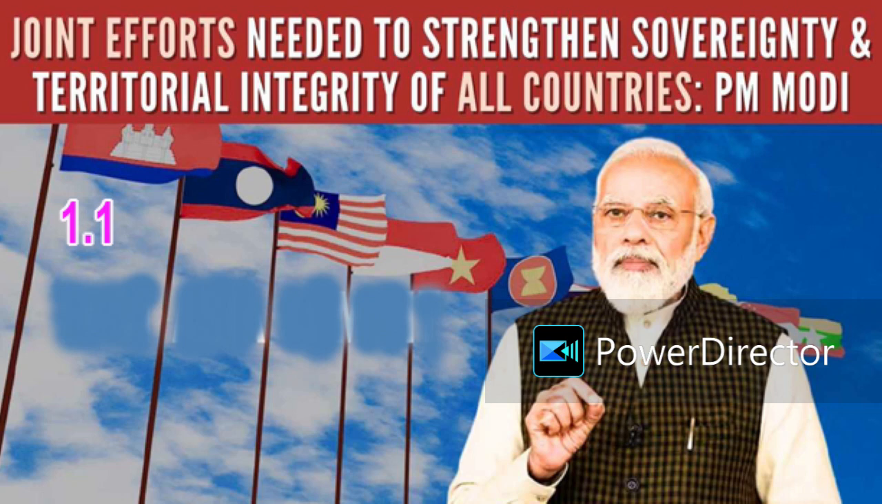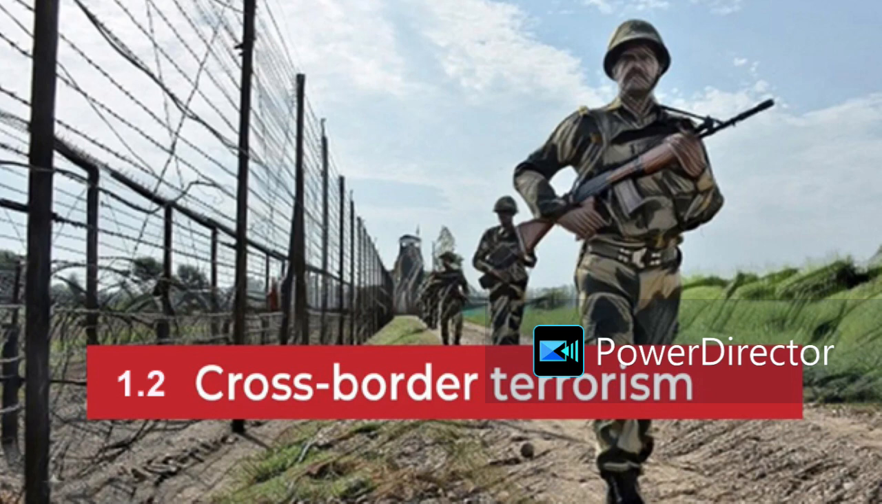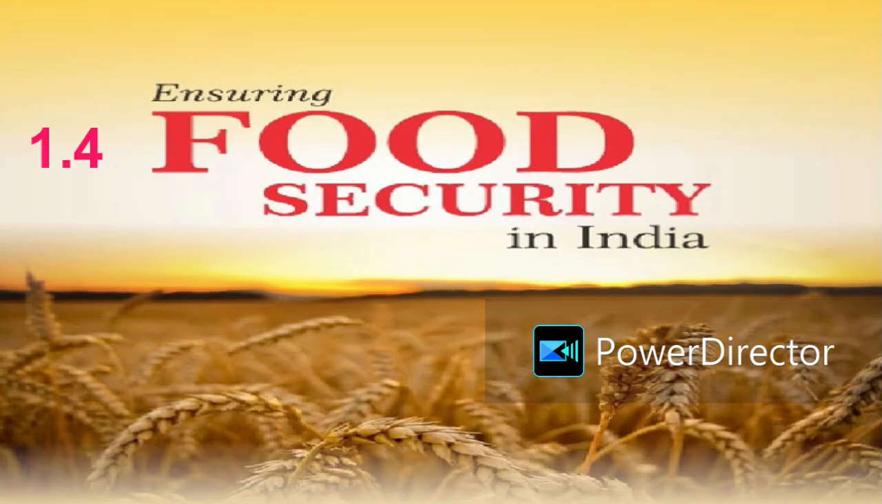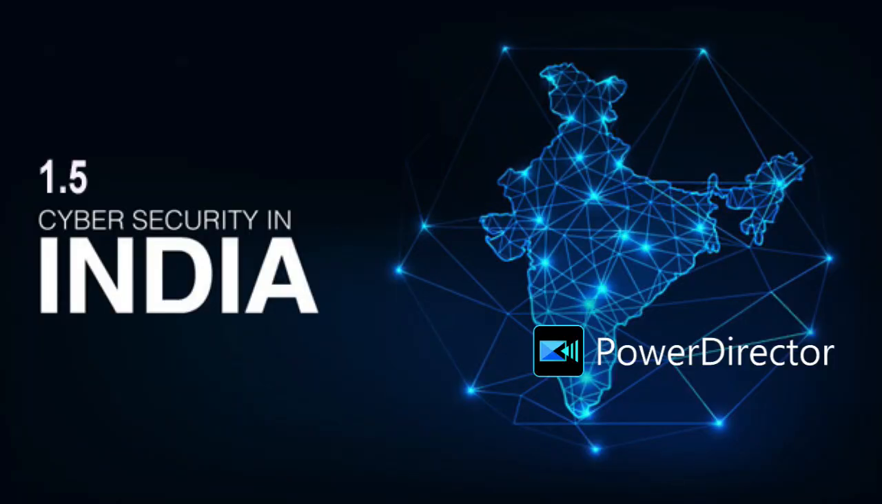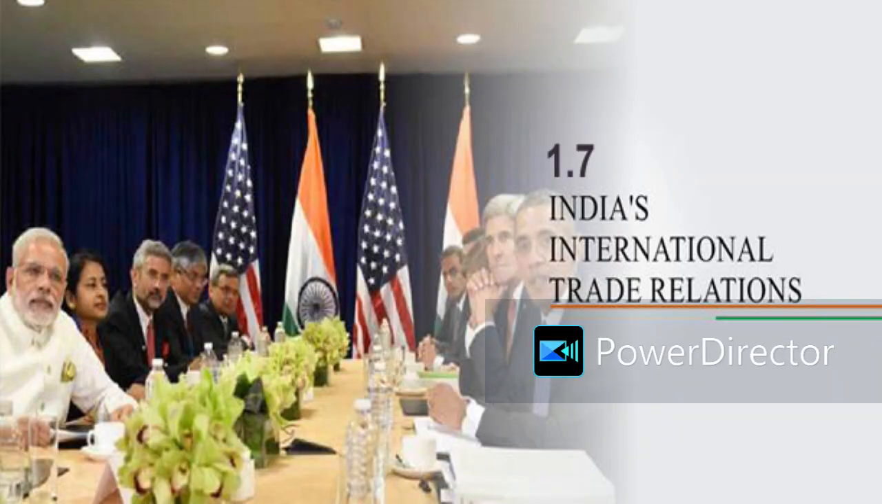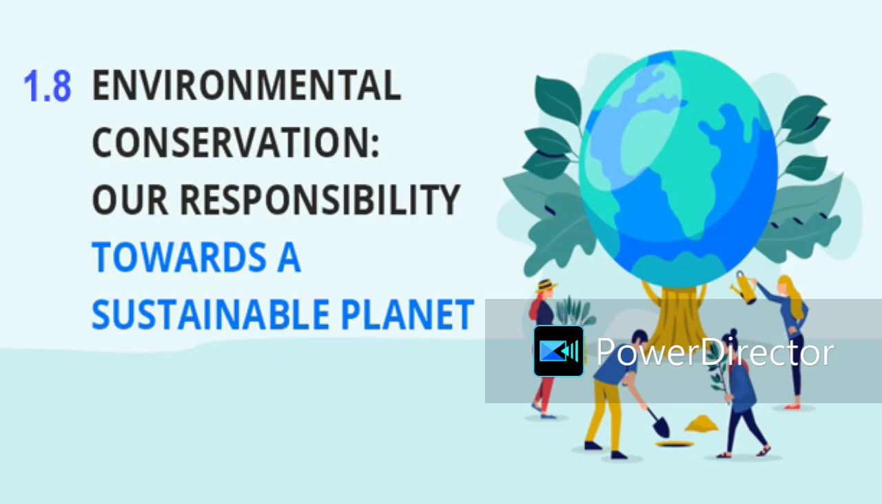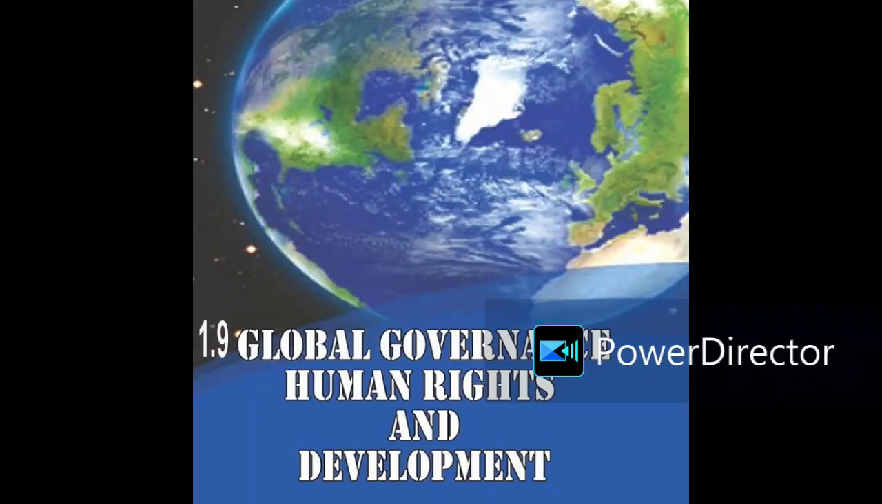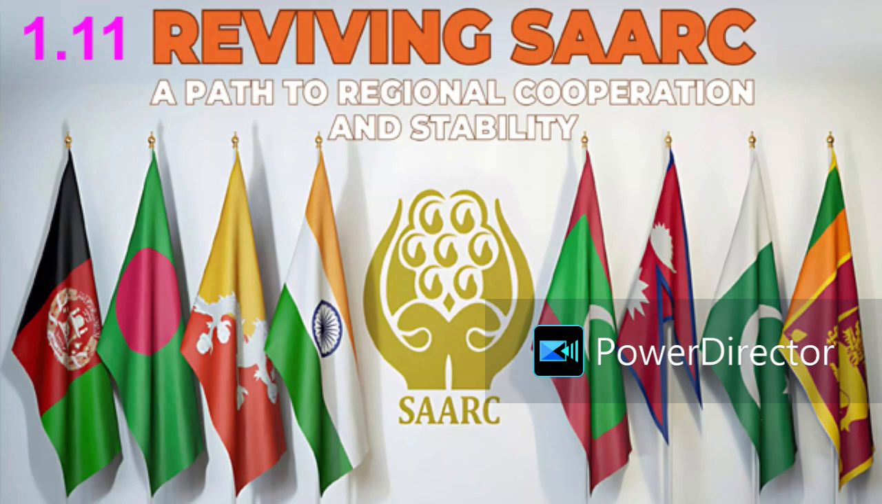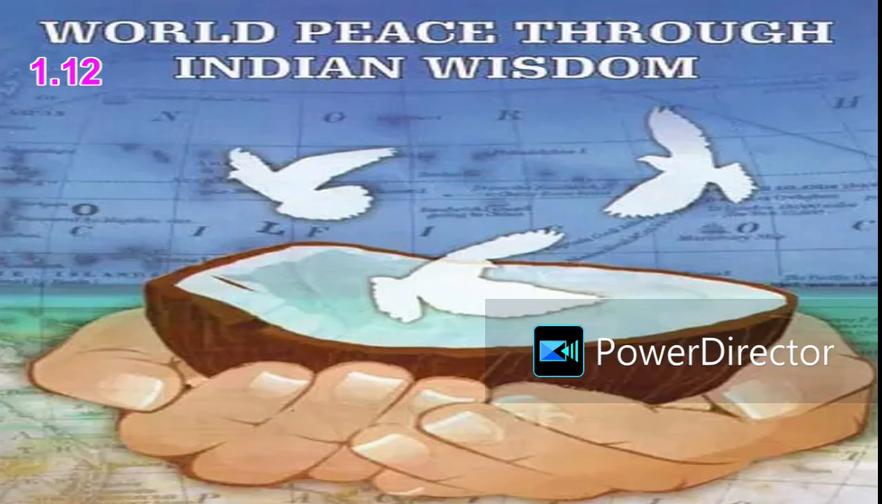Number 1. Securing our borders to protect territorial integrity. Number 2. Countering cross-border terrorism. Number 3. Energy security. Number 4. Food security. Number 5. Cyber security. Number 6. Creation of world-class infrastructure. Number 7. Non-discriminatory global trade practices. Number 8. Equitable global responsibility for the protection of environment. Number 9. Reform of institutions of global governance to reflect the contemporary realities. Number 10. Disarmament. Number 11. Regional stability. Number 12. International peace and so on.